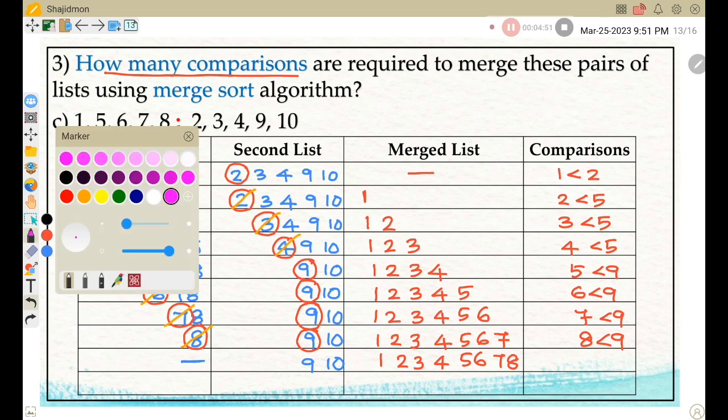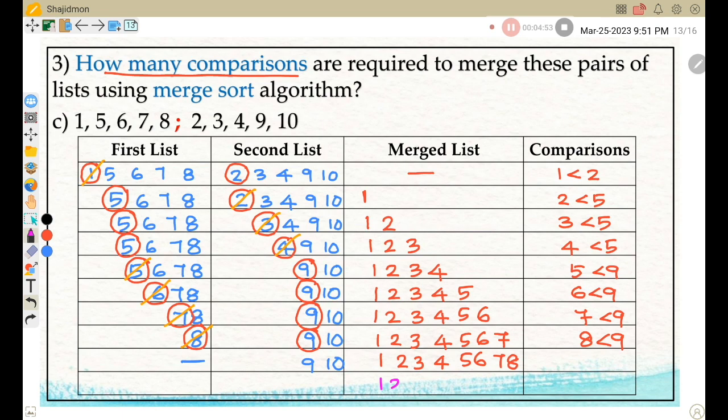So we can write the answer now: 1, 2, 3, 4, 5, 6, 7, 8, 9 and 10, you can write together. Okay, and there is no need for any comparison. It is already a sorted list. So we got the answer here, the merged and sorted list, correct?